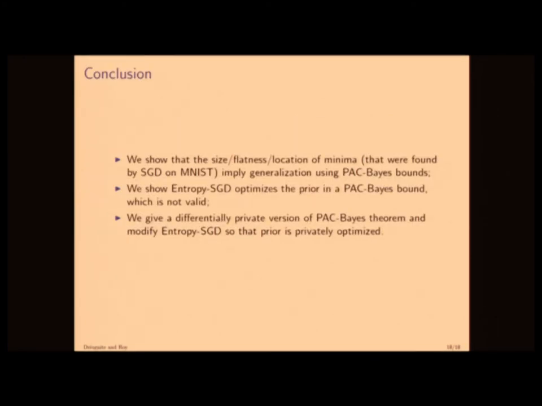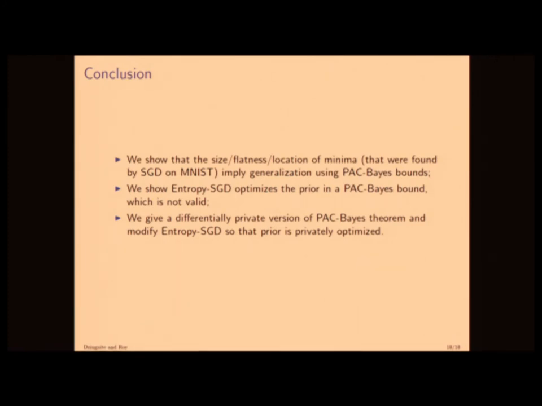All right, so I'll stop there. I'm a little over time. So in conclusion, we show that the flatness and location of minima that we're empirically finding SGD narrows in on for MNIST are sufficient to imply generalization using PAC-Bayes bounds. We show entropy SGD optimizes a prior in a PAC-Bayes bound, which is not a valid way to go about it, but we can sew this up.